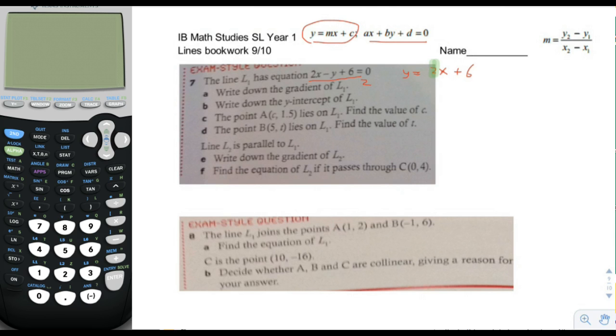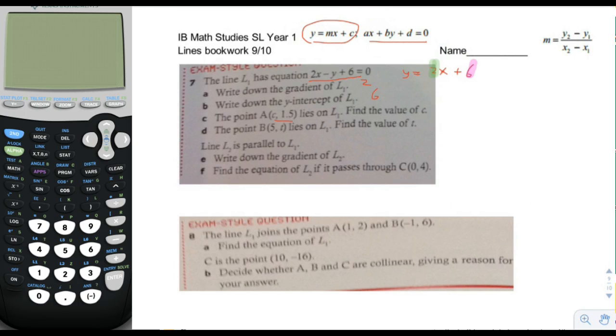Write down the y-intercept of L1. Well, where is the y-intercept? Well, the y-intercept's right there. It's 6. The point A, which is c comma 1.5, lies on L1. Find the value of c.